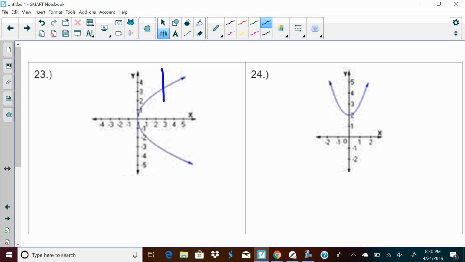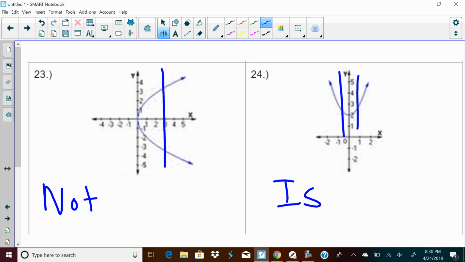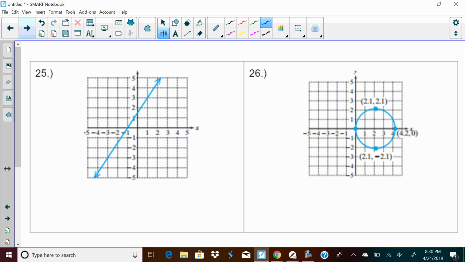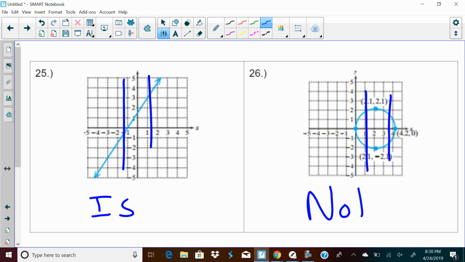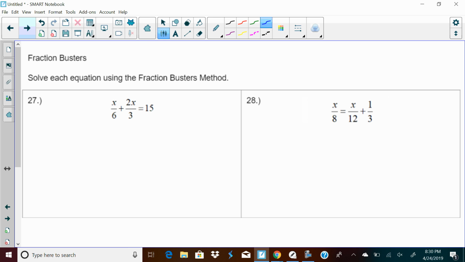Problem 23 fails the vertical line test, so it's not. Problem 24 passes it, so it is. 25 passes it, it's also linear, so it is. And 26 fails it, so it's not a function.